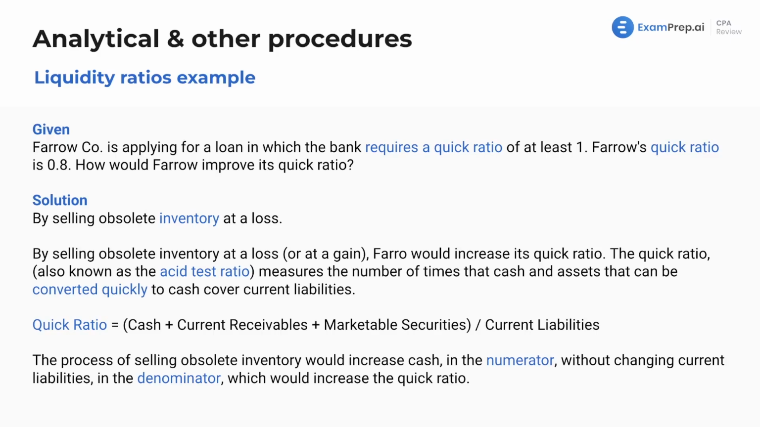Let's see an example here. Well, we've got Faro Company. They're applying for a loan in which the bank requires a quick ratio of at least 1. Their quick ratio is 0.8. How would the company improve their quick ratio? A quick ratio is better when it's higher.